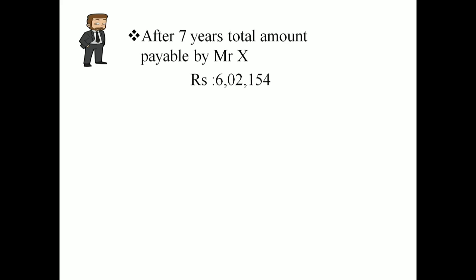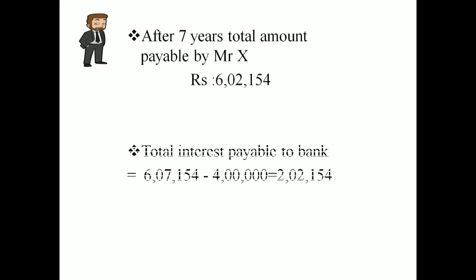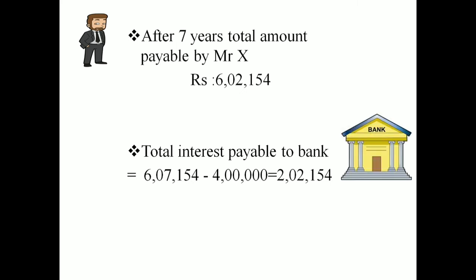After 7 years, even though he took a loan of 4 lakh rupees, the total amount payable by Mr. X is 6,02,154. That is the total amount he pays after 7 years. So the total interest payable to the bank is the difference between the total payment and the amount of loan he has taken from the bank, that is 2,02,154. That is the total interest payable to the concerned bank.